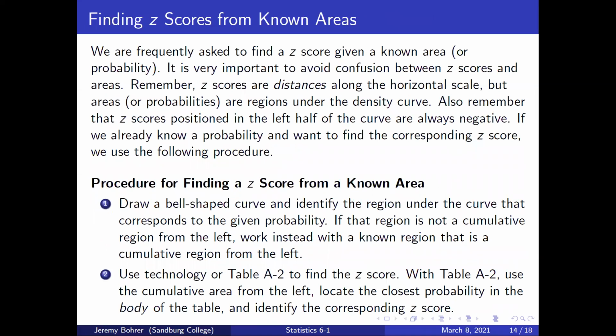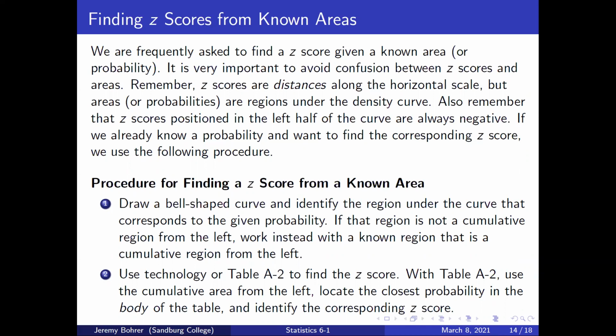We are frequently asked to find a z-score given a known area or probability. It is very important to avoid confusion between z-scores and areas. Remember, z-scores are distances along the horizontal scale, but areas, or probabilities, are regions under the density curve. Also remember that z-scores positioned in the left half of the curve are always negative. If we already know a probability and want to find the corresponding z-score, we use the following procedure.